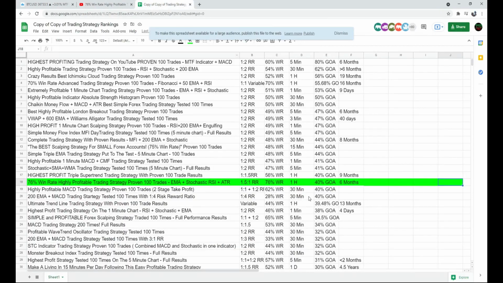Here it is on the spreadsheet, so you can see for the test I did for the channel, it had a 40% gain on the account. It was tested on the 1 hour time frame with a 76% win rate.